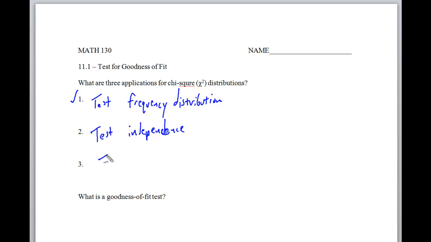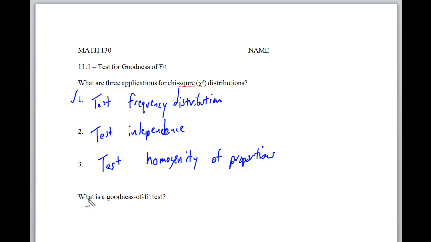And also, chi-square distributions test homogeneity of proportions, which is a little bit like number 1 here, but it tests how much they're the same, to see if an actual item has the same kind of proportion as the actual data.